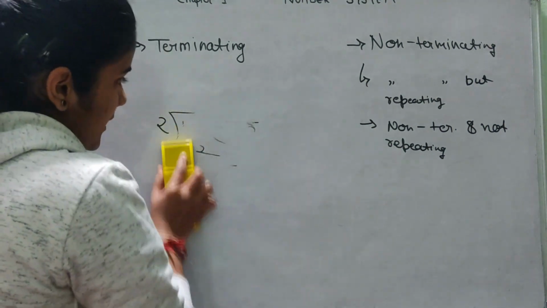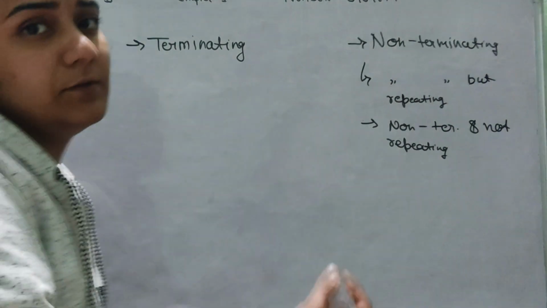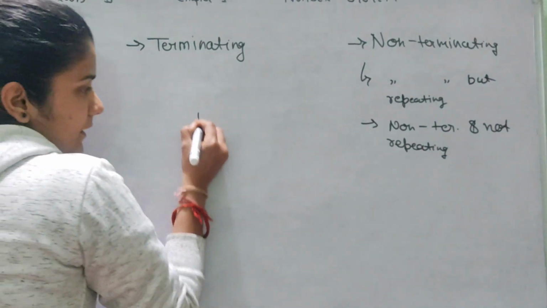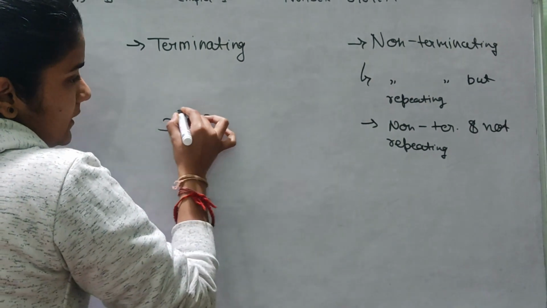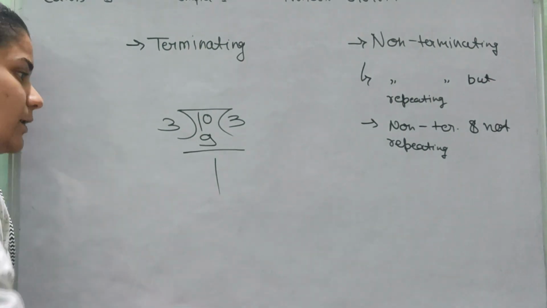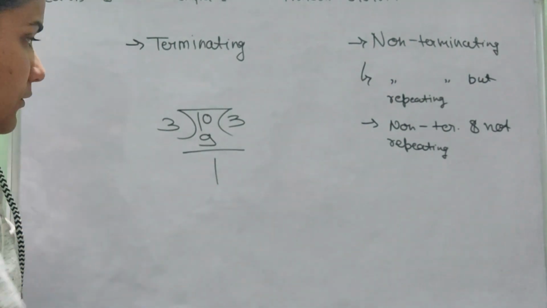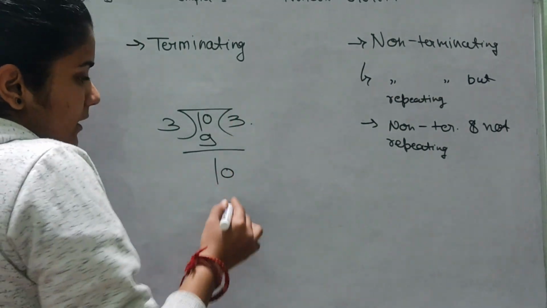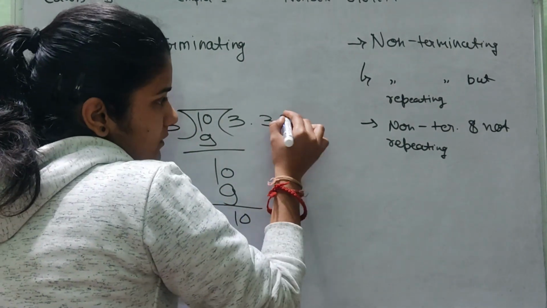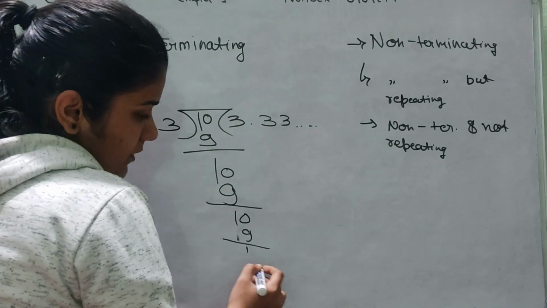Non-terminating means we divide till infinity, but we do not get remainder 0. Let us take an example: 10 divided by 3. 3 threes are 9, remainder 1. To make it wider, we again put 0 and a point over here, and it again divides by 9, and this loop continues till infinity. The remainder is again 1, and so on.